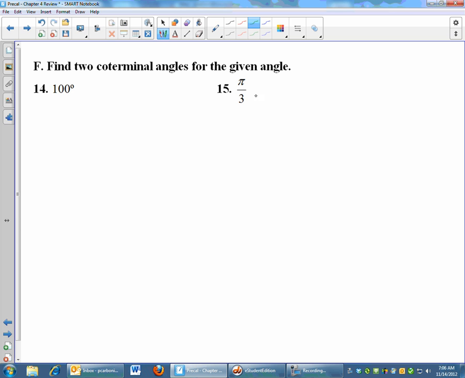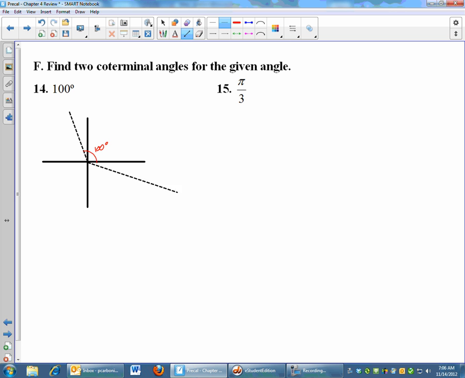Find 2 coterminal angles for the given angle. And then if you remember what coterminal means, 100 degrees means that I started at 0 over here and I opened up 100 degrees. That's 90, so 100 is about that much right here. So this is 100 degrees. And what we have to do is find 2 other ways to get to this same location. And our options are, to me, the easier one to see is instead of opening up counterclockwise, let's go the other way. Let's go backwards.